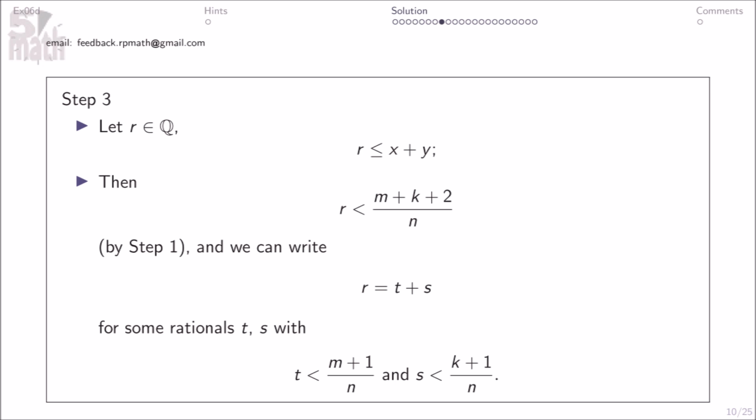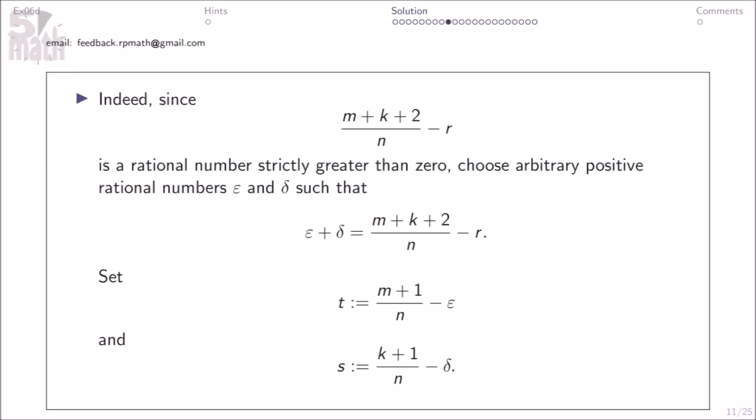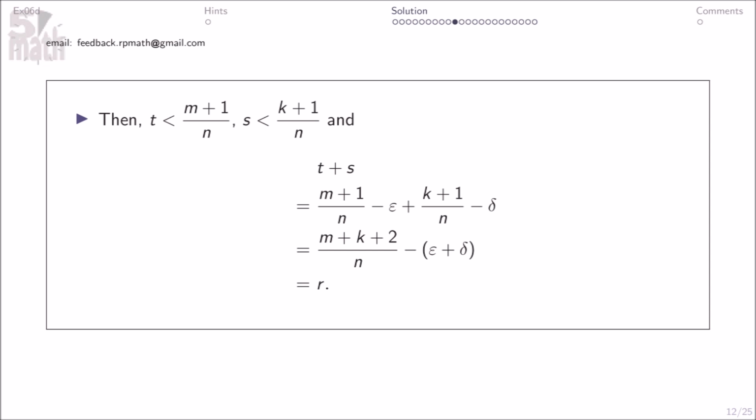Step 3. Let r ∈ ℚ, r ≤ x + y. Then r < (m + k + 2)/n by step 1, and we can write r = t + s for some rationals t, s with t < (m + 1)/n and s < (k + 1)/n. Indeed, since (m + k + 2)/n − r is a rational number strictly greater than 0, choose arbitrary positive rational numbers epsilon and delta such that epsilon plus delta equals this. Set t defined as (m + 1)/n − epsilon, and s defined as (k + 1)/n − delta. Then t < (m + 1)/n, s < (k + 1)/n, and t + s ultimately equals r.